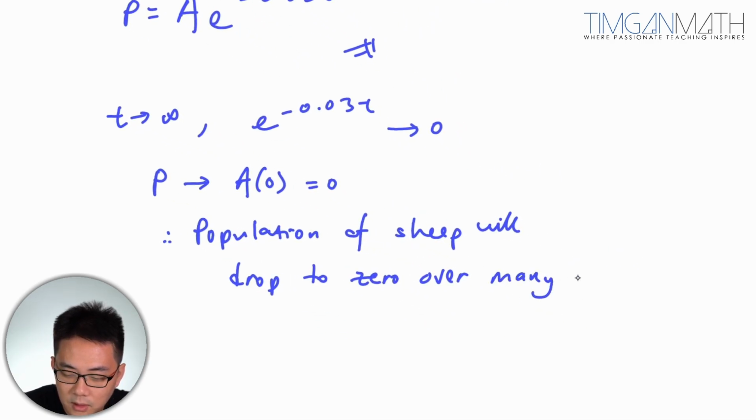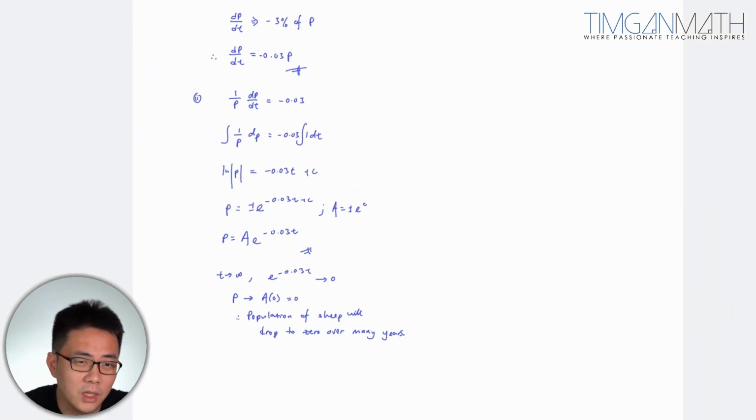Okay, this is how you understand this part here. I think that's pretty okay for part 2. So let's look at part 3. The scientists import sheep at a uniform rate of n sheep per year. The difference every year between the death rate and birth rate remains the same at 3%. Write down the differential equation for the new model.